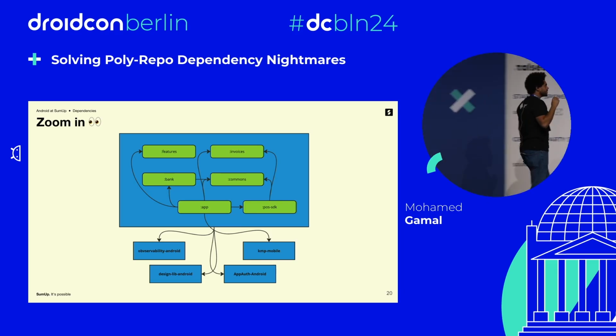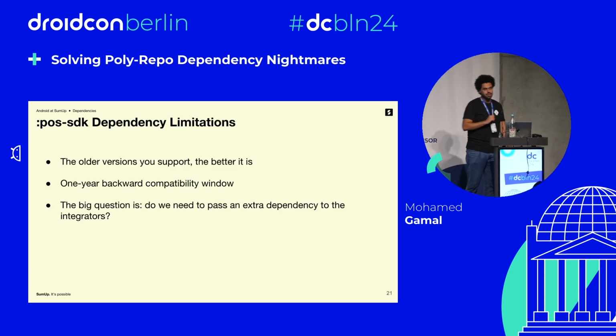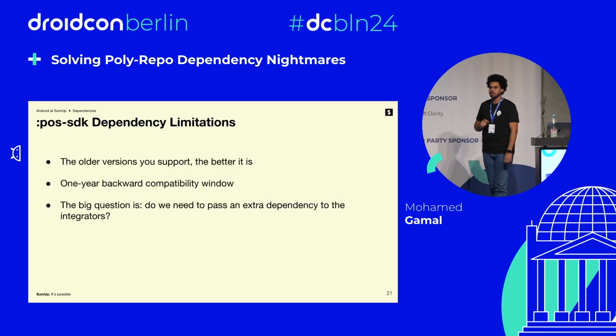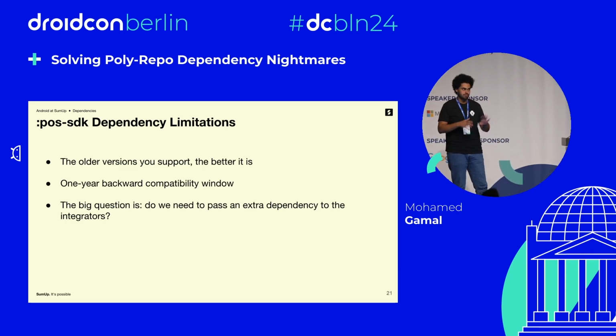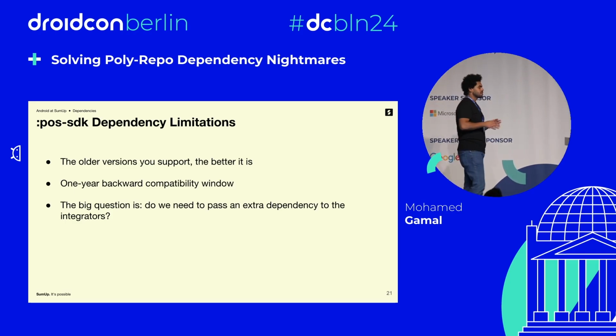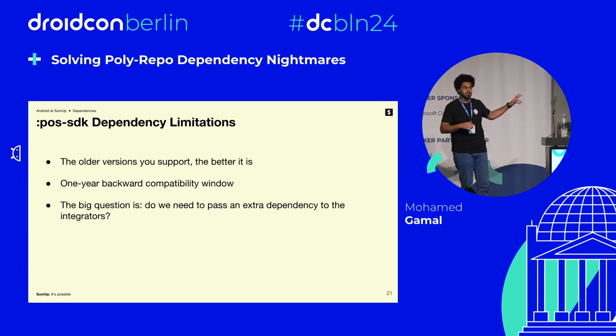Why is it a little bit problematic? Because we have some limitations for POS SDK. Usually anybody that publishes SDK or works in a company that does SDKs, you have some limitations because always the older versions you support is better because integrators don't want to suffer when you change some dependencies versions.